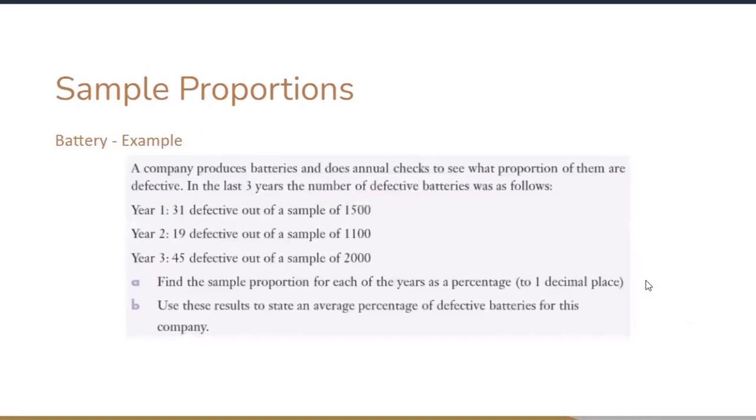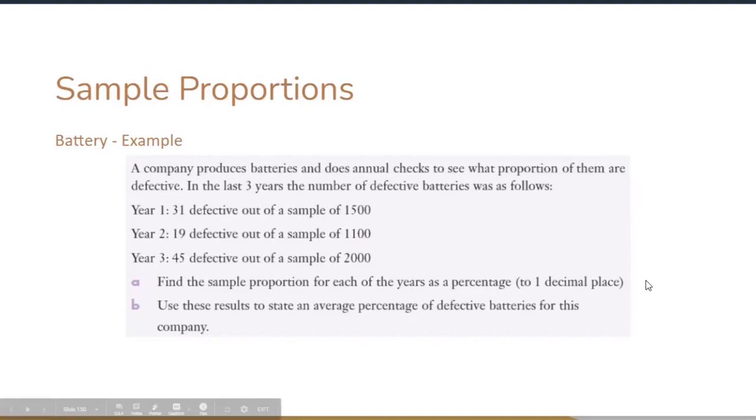So in a battery company, a company produces batteries and does annual checks to see what proportions of them are defective. In the last 3 years, the number of defective batteries was as follows: 31 defective out of a sample of 1,500, 19 defective out of a sample of 1,100, and 45 defective out of a sample of 2,000. Now we want to find the sample proportion for each of the years as a percentage to 1 decimal place. So this is relatively simple.